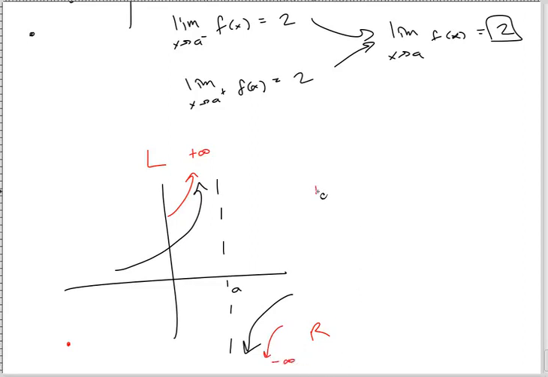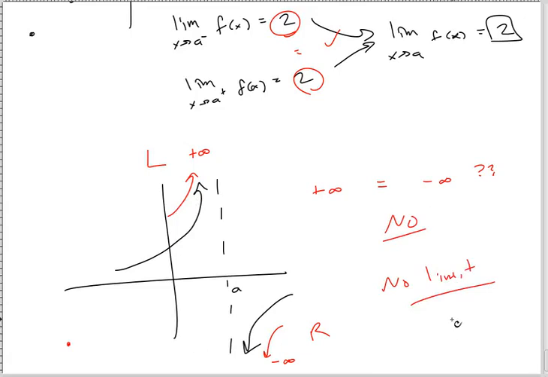And I'm going to say, is positive infinity equal to negative infinity? Are those the same values? Is 2 equal to 2? Are those the same? Yes. Is positive infinity equal to negative infinity? No. So no limit exists for this kind of graph here at A. No, well, I don't want to say limits. No limit. It's just done. There's nothing to talk about.